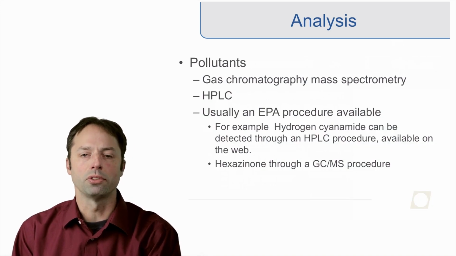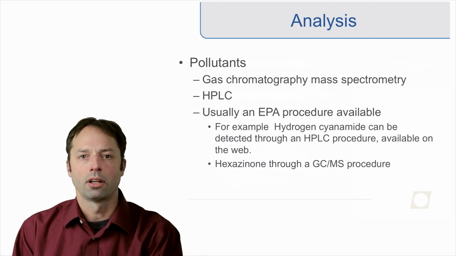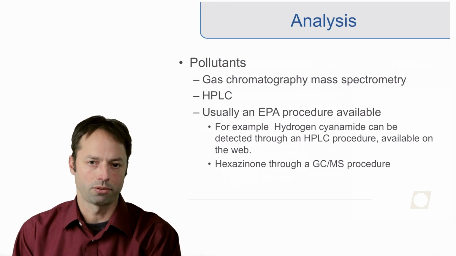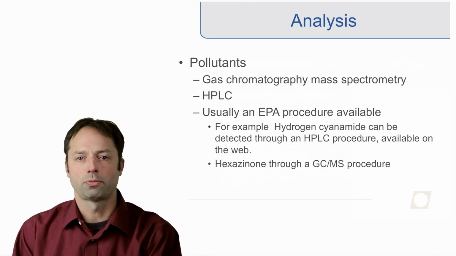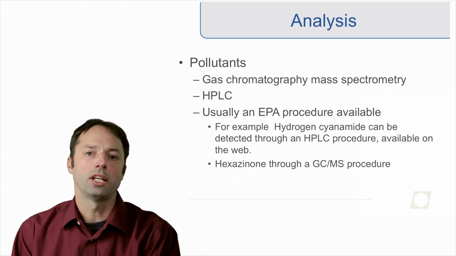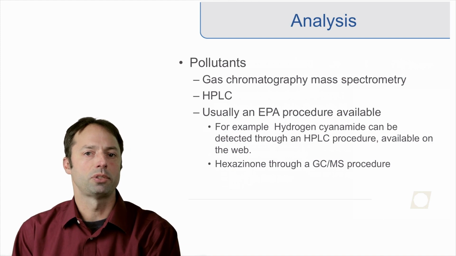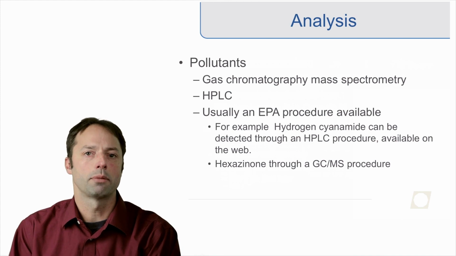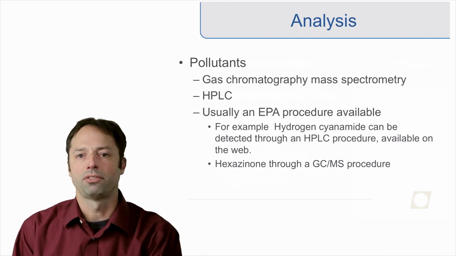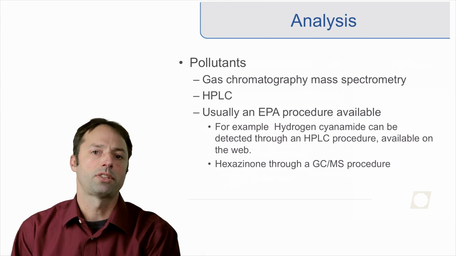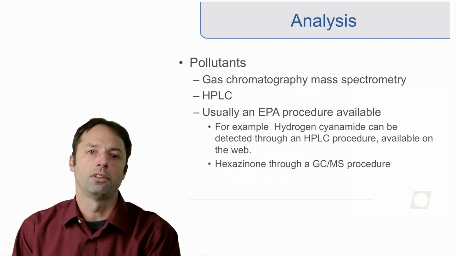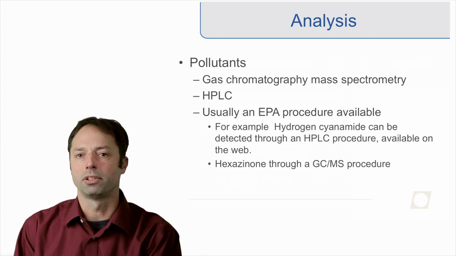So, pollutants and contaminants. This is where we get into some very complex methods for analyzing what's in your soil pore water. Gas chromatography, mass spectrometry, and HPLC are two common ways to get at these. Usually there's a specific procedure available. For example, if you're looking at hydrogen cyanamide, you can detect it through an HPLC procedure. Standard procedures like this are generally available on the web. And hexazinone you can find through a gas chromatography procedure.